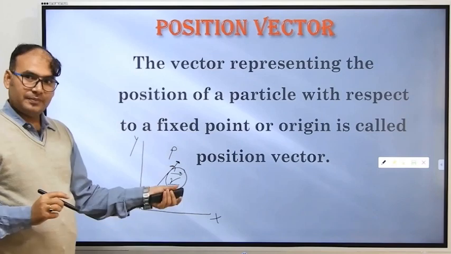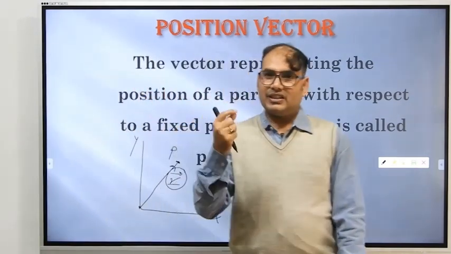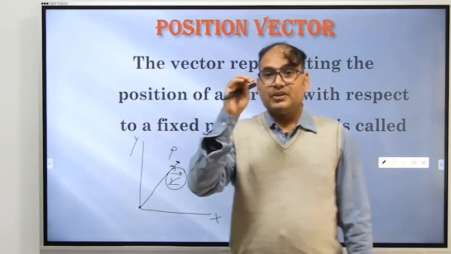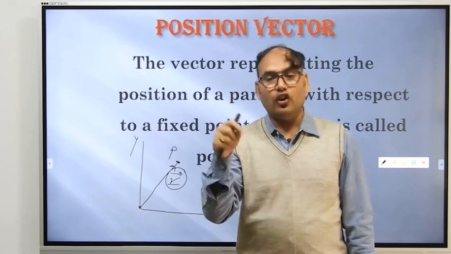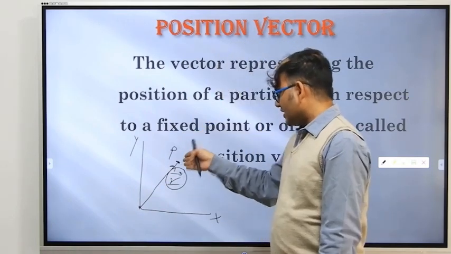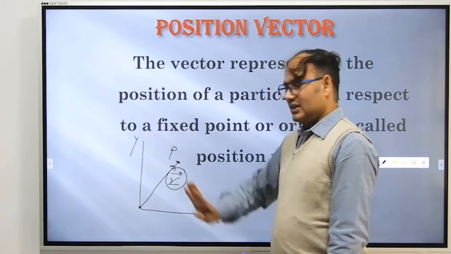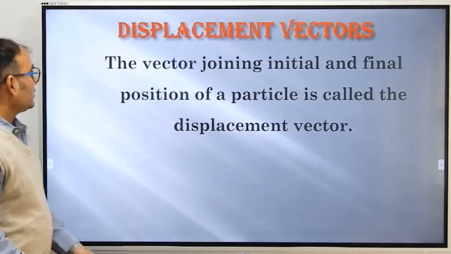So this R is the position vector, right? I am repeating, the position vector is the vector which represents the position of any particle with respect to any fixed point or origin. This is the representation of position vector. So it can be represented by this vector. So R is the position vector. Coming to the next, the displacement vector.